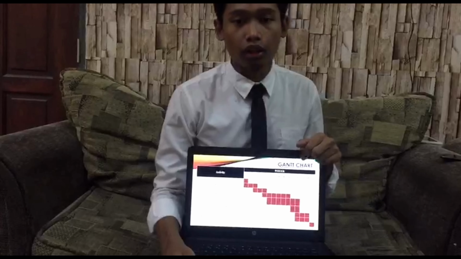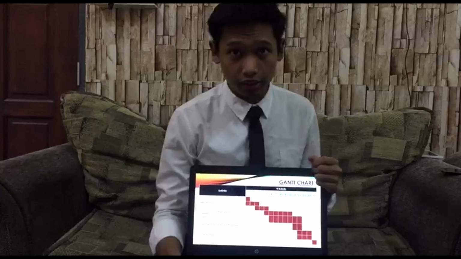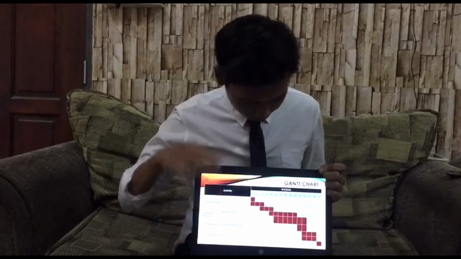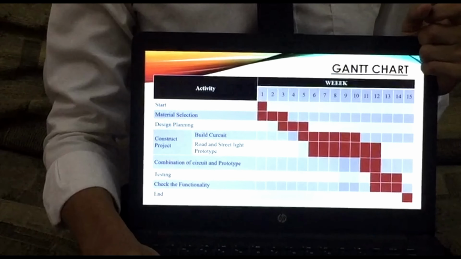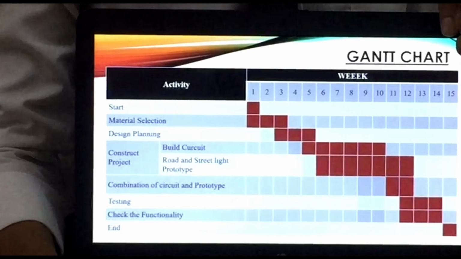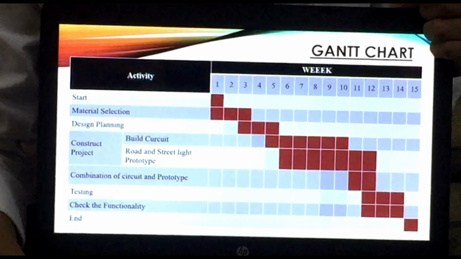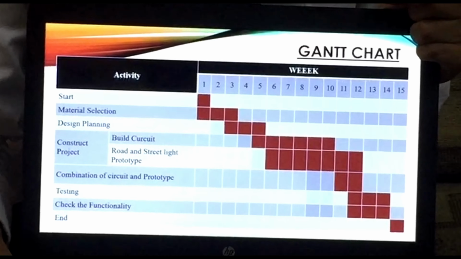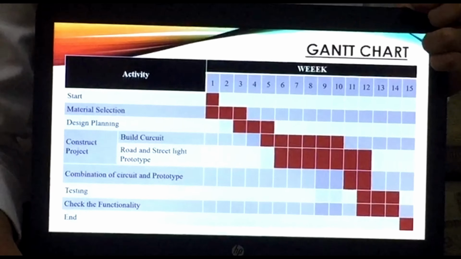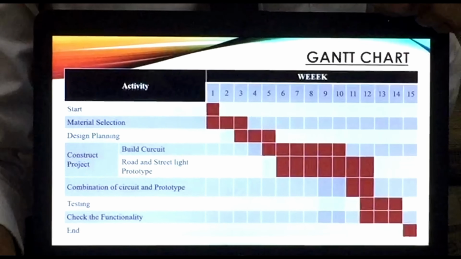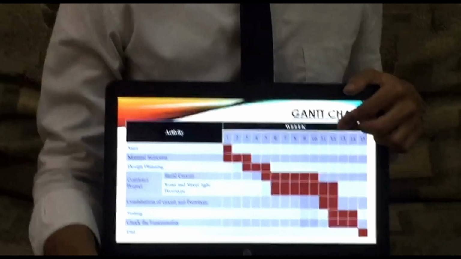Based on my objective, the second objective, which is to develop the automatic smart street light, this is my Gantt chart. You can all see here. Based on the Gantt chart, we predict the total construction of the project will take 7 weeks. Building the circuit will take from week 5 until week 9. Meanwhile, the prototype will take from week 6 until week 11. And the combination of both circuit and prototype will take from week 11 until week 12.